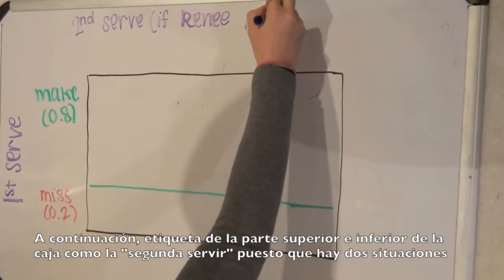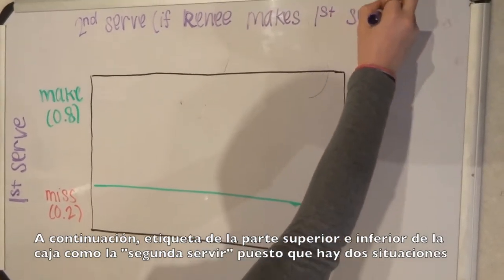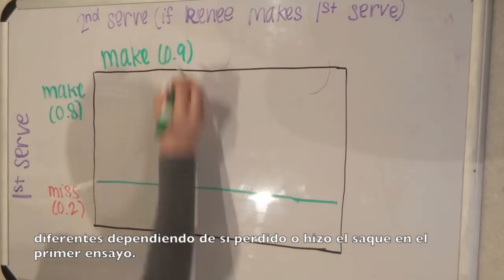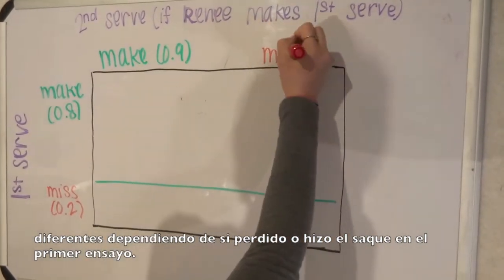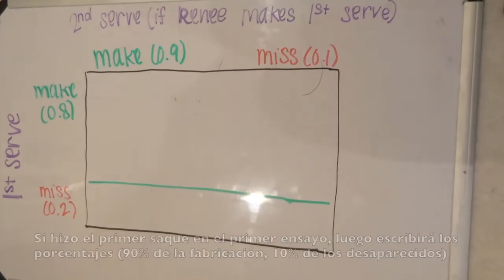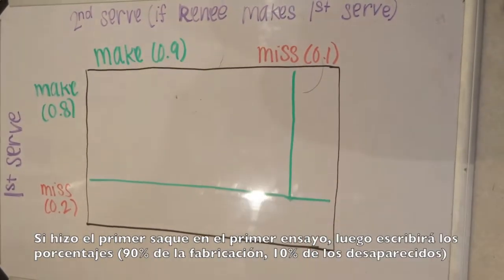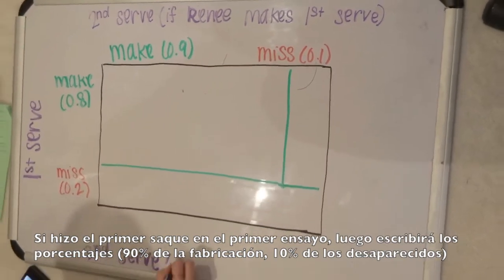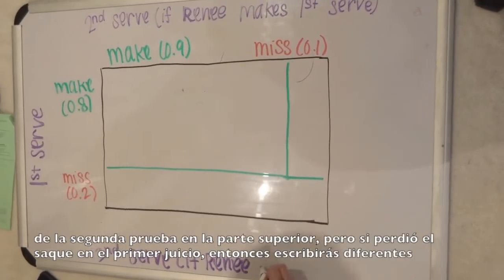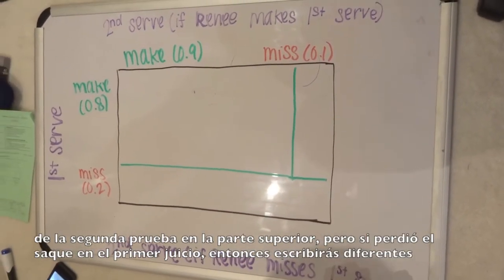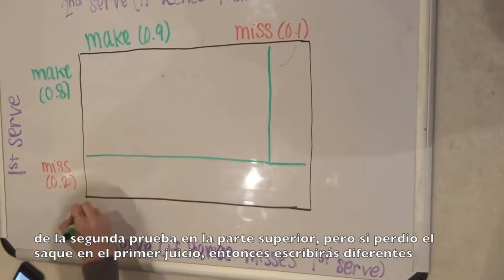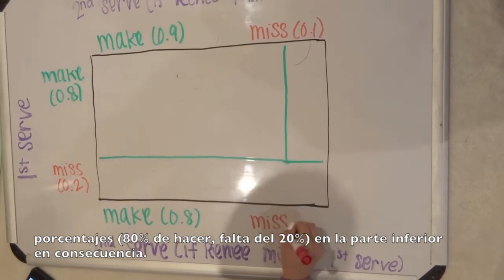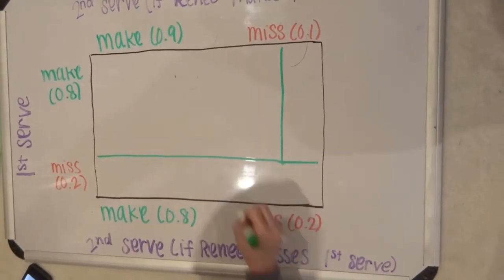Next, label the top and bottom of the box as the second serve, since there are two different situations depending on whether she missed or made the first serve in the first trial. If she made the first serve on the first trial, then you will write the percentages, 90% of making, 10% of missing, of the second trial on the top. But if she missed the serve on the first trial, then you will write different percentages, 80% of making, 20% of missing, on the bottom accordingly.